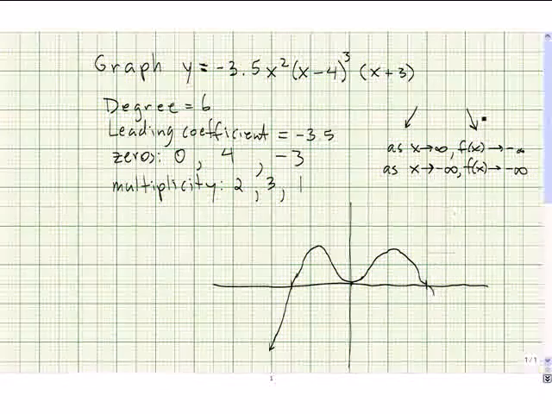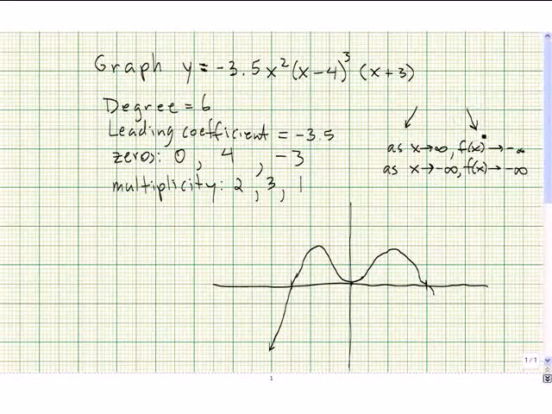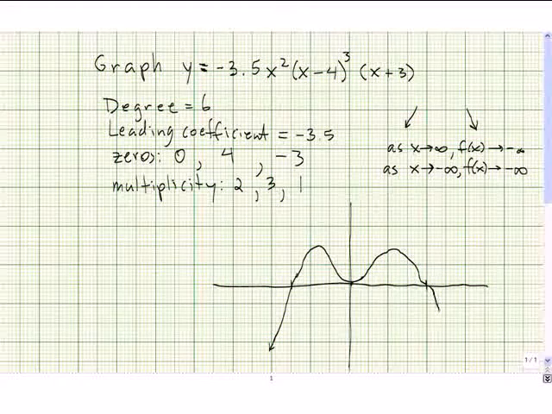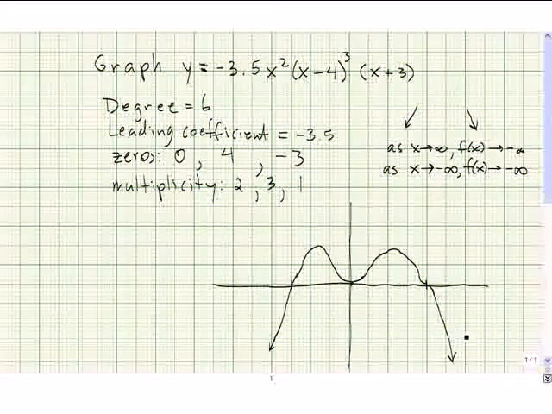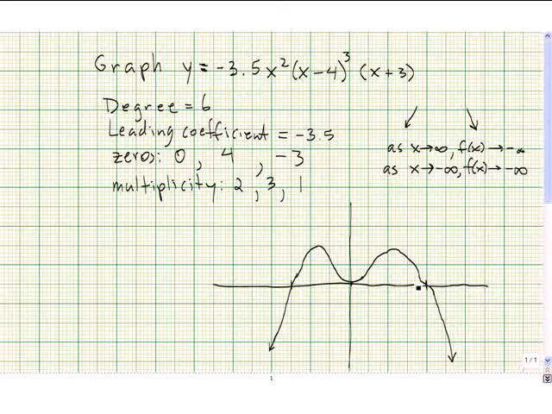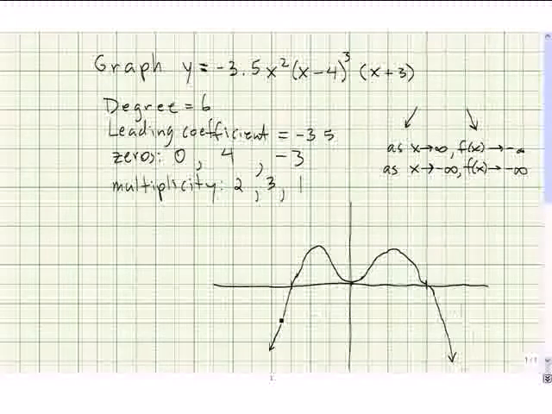And now I just finish off. I know that the end behavior on the right-hand side should go down to negative infinity. So I just keep going down. And that's a rough sketch of the general behavior of the graph around the x-axis and the end behavior.